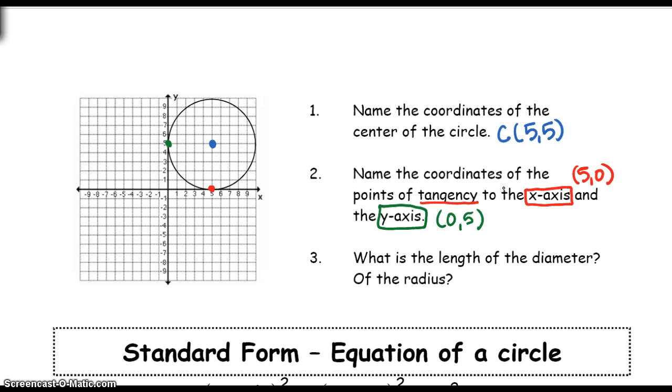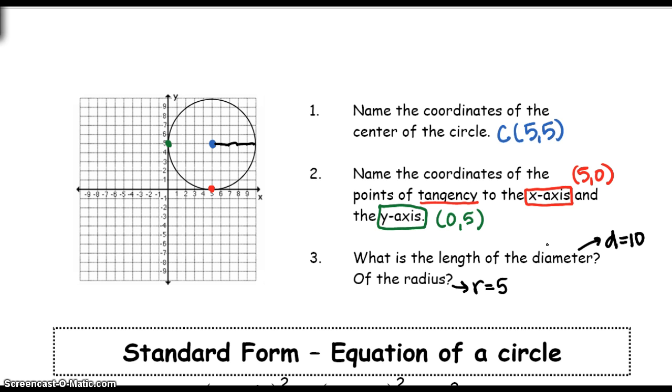And number 3 says, what's the length of the diameter? Well, first let's talk about the radius here. 1, 2, 3, 4, 5. Well, if our radius is 5, our diameter must be 10. So diameter 10, and the radius is 5.